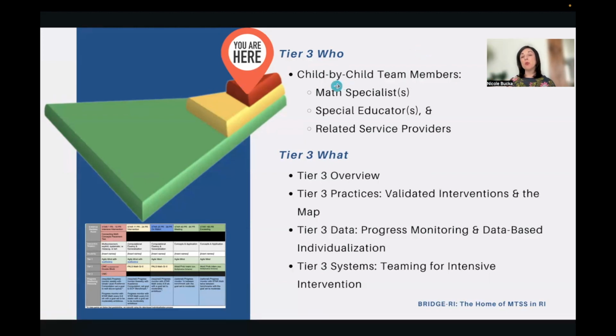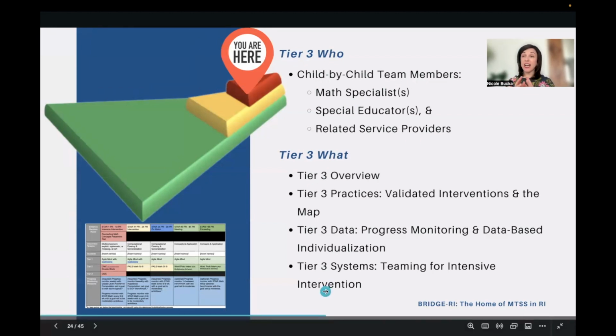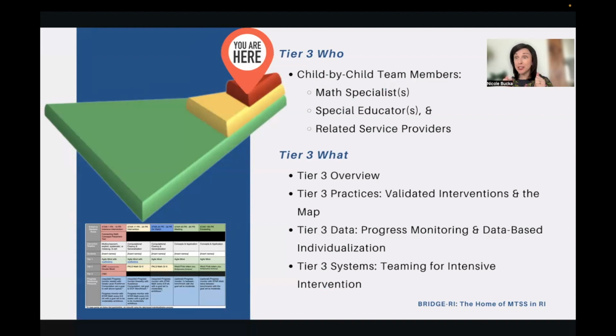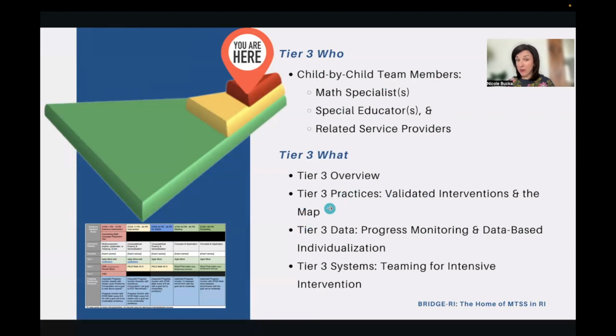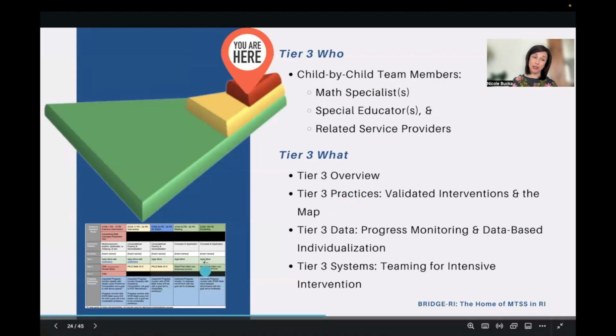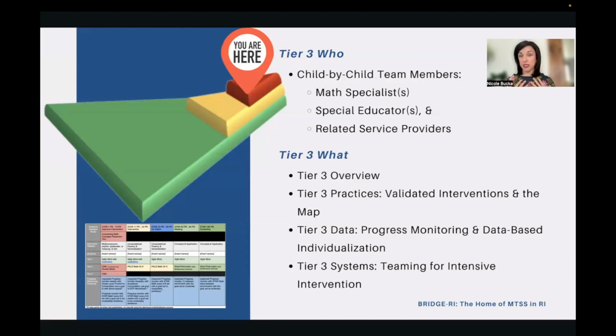But the people who make up the child-by-child team are often math specialists, special educators, and related service providers. You should always have someone with a lot of behavioral expertise, like a school psychologist, because the most complex kids tend to be complex in a lot of ways. And on Bridge RI, we have these highly specialized courses for these specialists. For example, this map that you see here today, Tier 3 practices, validated interventions, and the map. That course teaches how to build this map, along with a Bridge RI person like myself, providing some consulting support.